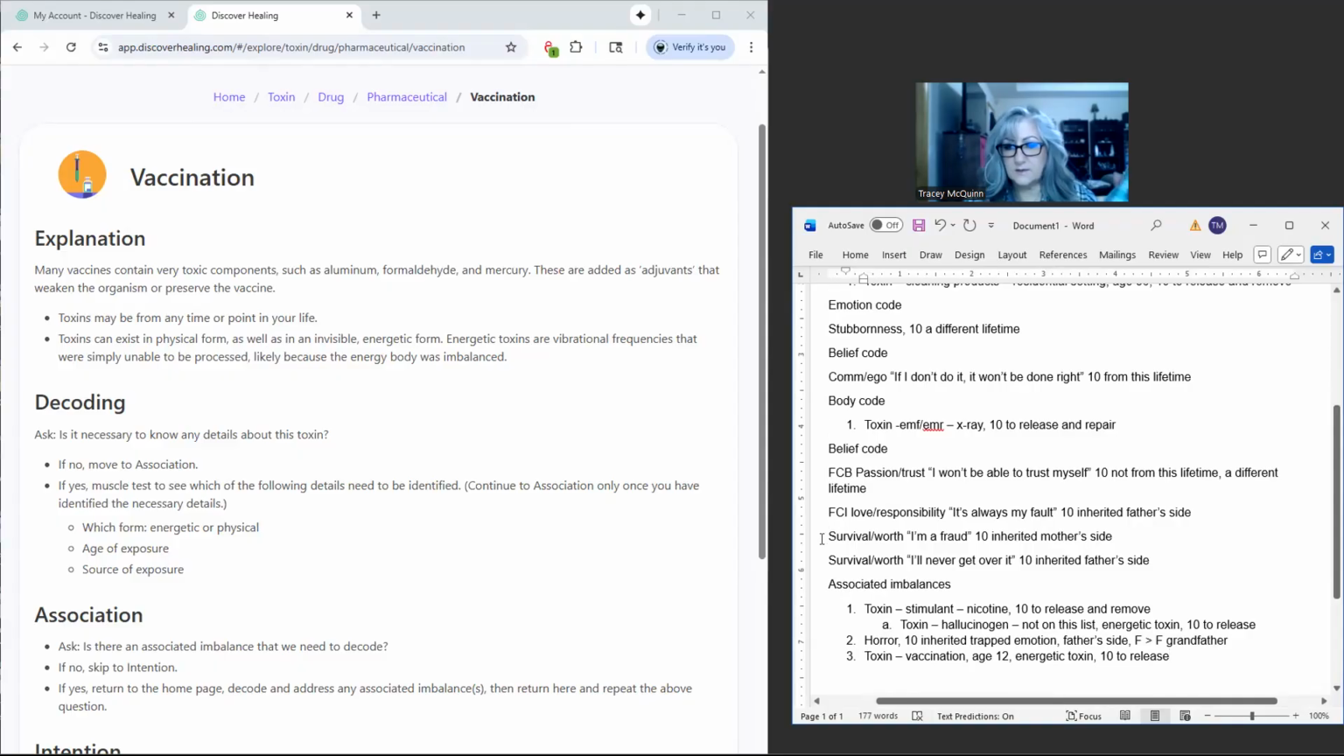And we'll jump down to here. Let's release this belief, "I'm a fraud," from E and all other beings involved. 2, 5, 6, 7, 8, 9, 10. You release that, yep. And the next one, let's release this belief, "I'll never get over it," from E and all other beings involved. 2, 3, 5, 6, 7, 8, 9, 10. Did he release that? Okay.